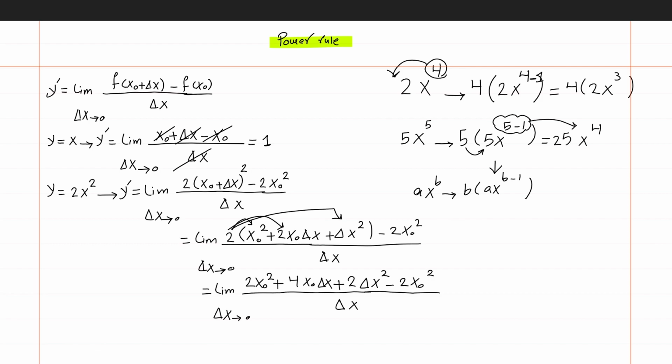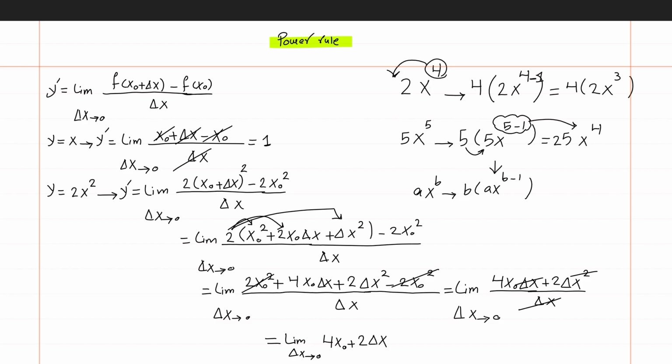And we'll begin simplifying. 2 times x naught to the power of 2 and minus 2 times x naught to the power of 2 cancel out. This gives us the limit as delta x approaches 0 of 4 x naught times delta x plus 2 delta x to the power of 2, over delta x. We'll divide the numerator and the denominator by delta x. This gives us the limit as delta x approaches 0 of 4 x naught plus 2 delta x. And delta x is approaching 0, so we have to substitute delta x with 0. So 4 x naught plus 2 times 0. This is equal to 4 x naught.